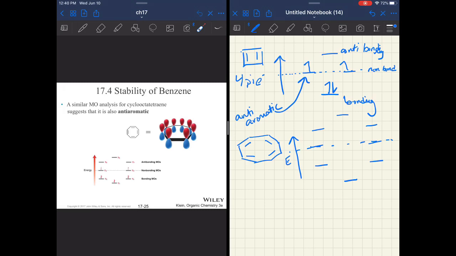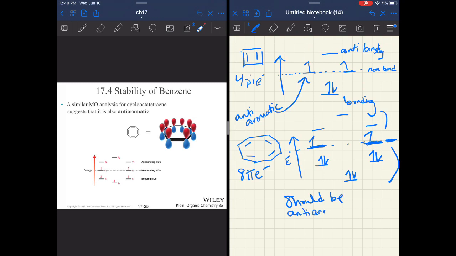You've got bonding down here, you've got anti-bonding above, and you have non-bonding on the line. Let's make sure those are clear. You have 8 pi electrons in this example. So it's going to be 1, 2, 3, 4, 5, 6, 7, and 8. You have unpaired electrons that aren't even in lower energy orbitals. So it should be anti-aromatic.